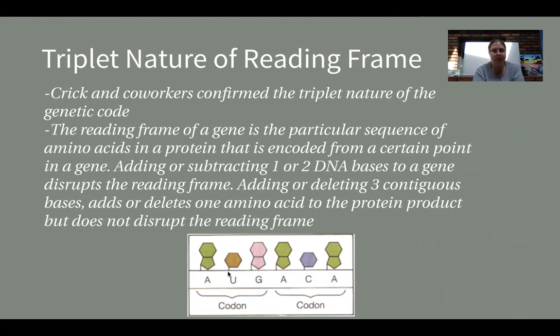Crick and his coworkers were the ones who studied this, and they did confirm the triplet nature. And what that means is that there's a very, very particular reading frame for any gene. So it's a particular sequence of amino acids in a protein that is encoded from a certain point in a gene, meaning that you start at one particular base, and you go to a certain other base, and that is what you read in order to figure out the gene.